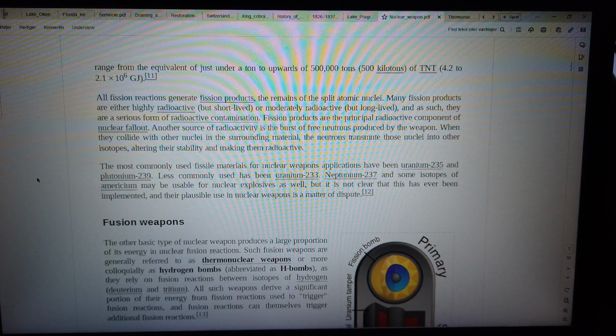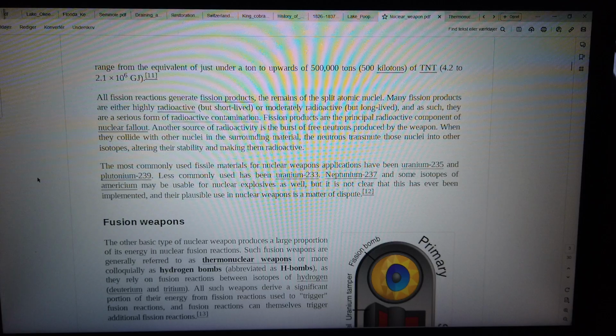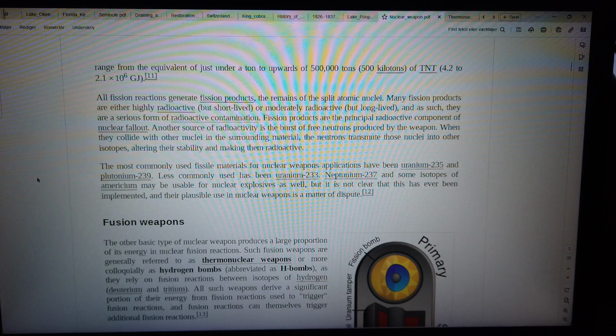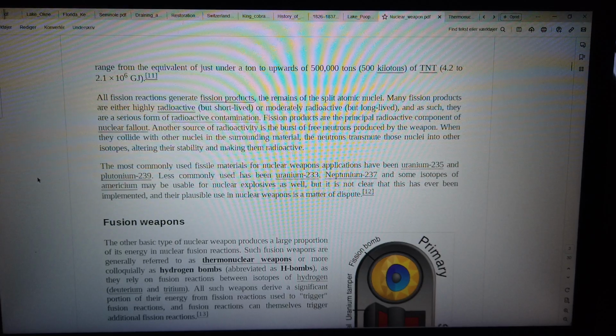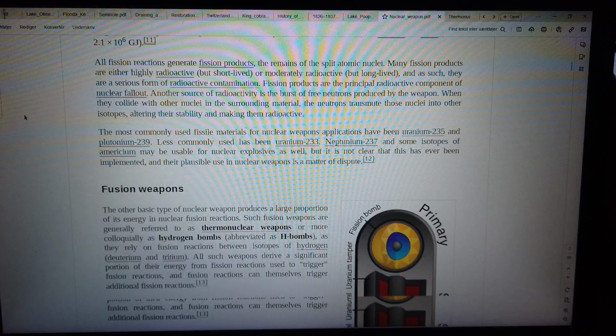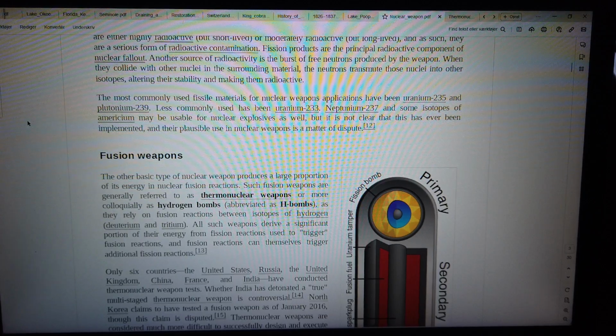All fission reactions generate fission products, the remains of the split atomic nuclei. Many fission products are either highly radioactive but short-lived, or moderately radioactive but long-lived, and as such, they are a serious form of radioactive contamination. Fission products are the principal radioactive component of nuclear fallout. Another source of radioactivity is the burst of free neutrons produced by the weapon. When they collide with other nuclei in the surrounding material, the neutrons transmute those nuclei into other isotopes, altering their stability and making them radioactive.